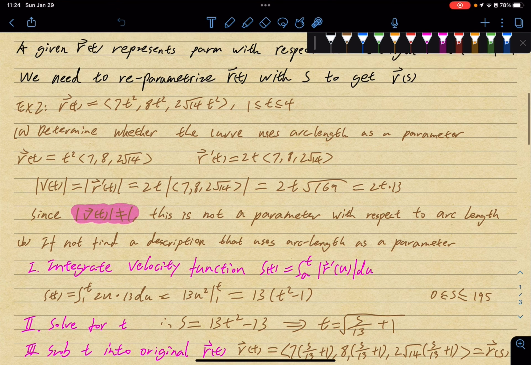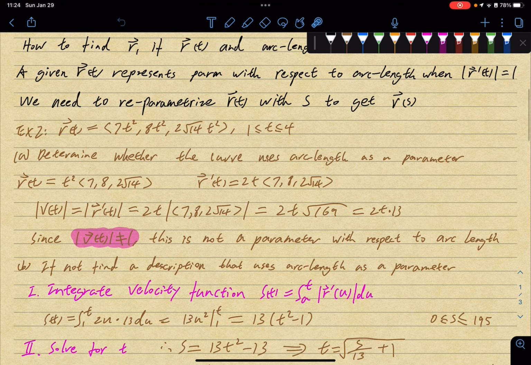The first thing we need to do to identify whether a function is parameterized with respect to arc length is this: let's say we have this position vector here. We can find the first derivative, the velocity, and then we can find the magnitude of that velocity, and then as long as it's not a constant, right?